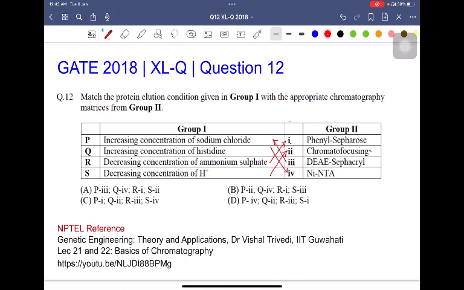All right, so here P matches with 3, Q matches with 4, R matches with 1, and S matches with 2, right? So therefore, our correct answer is option A. All right, so that's it, and thank you.